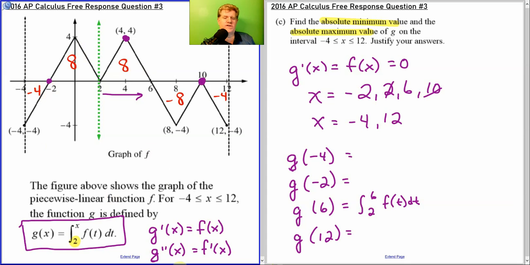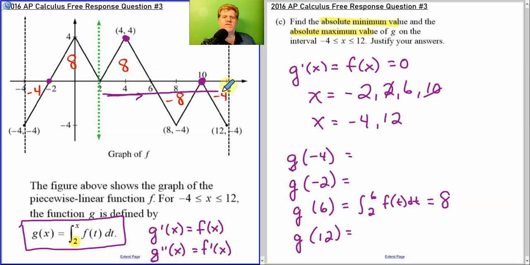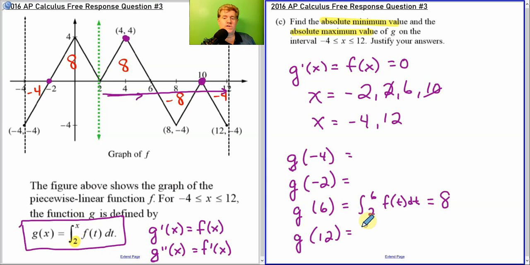Let's use that now to figure these things. So from 2 to 6, what's the area from 2 to 6? It's 8. Now with that in mind, what's the area all the way to 12? Well, we added 8. Again, we're always starting from 2. This is from 2 to 12. So we had the 8 here. But now this 8 is below the axis, so we take that 8 away. And now we take away even 4 more. So this value is negative 4.